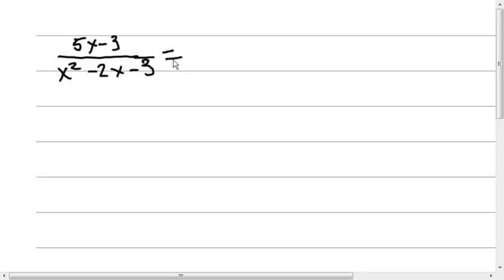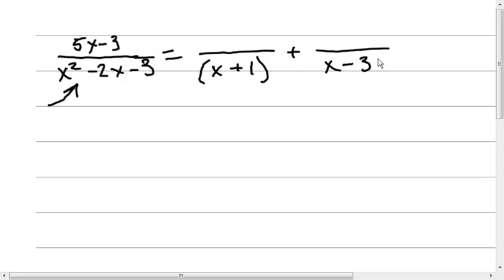Well, the first thing that we have to assume is, indeed, we can factor this denominator. Okay? So we'll just assume we can do that, using whatever method you want to use, and we get A over (x plus 1), and we're going to say plus B over (x minus 3), like this.